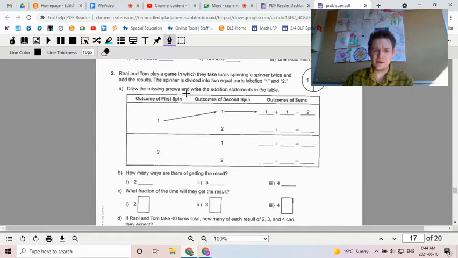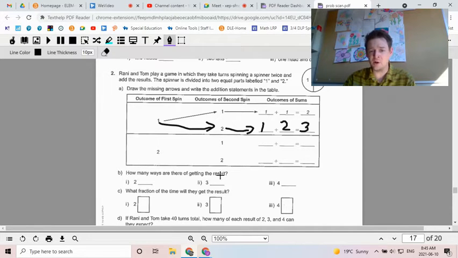So Randy and Tom play a game in which they take turns spinning a spinner twice and adding the results. The spinner is divided into 2 equal parts labeled 1 and 2. So draw the missing arrows and write the addition statements in the table. So let's see. If your first spin was 1, your second spin could also be 1, but your second spin could be 2. We're going to draw these missing arrows. And the outcome of the sums is going to be 1 plus 2, which is going to equal 3.